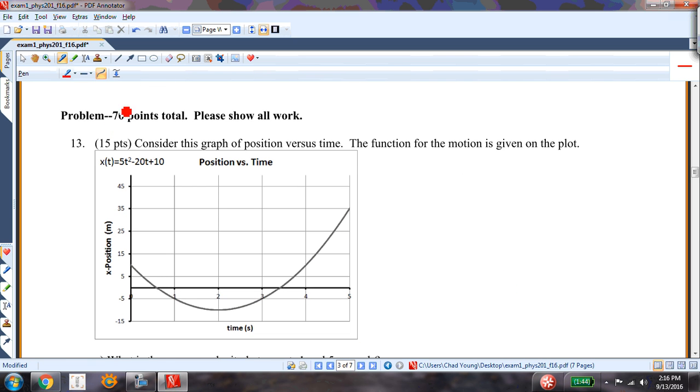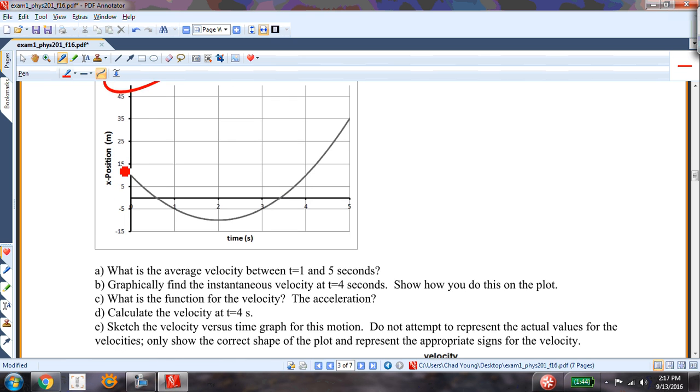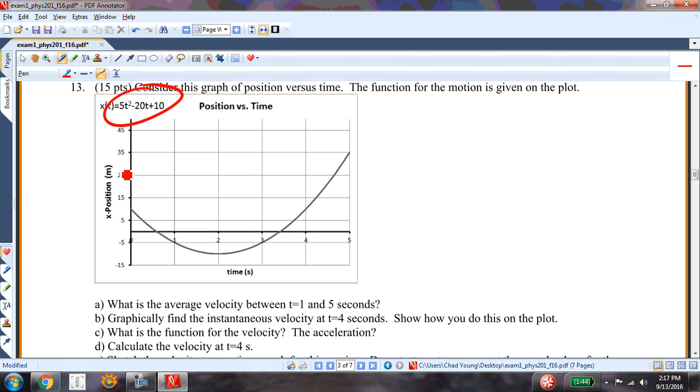Most of your points come from these 70 points, and so you should spend most of your time on it. Here's the function, 5t squared minus 20t plus 10. There's the graph. What is the average velocity between t equal 1 and 5 seconds? I'm going to do that one right here.